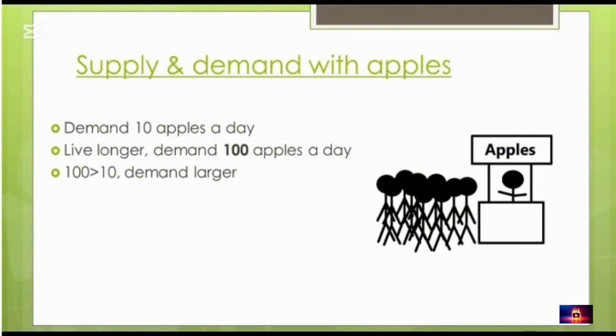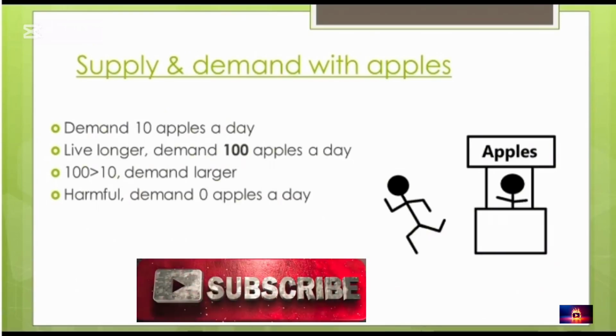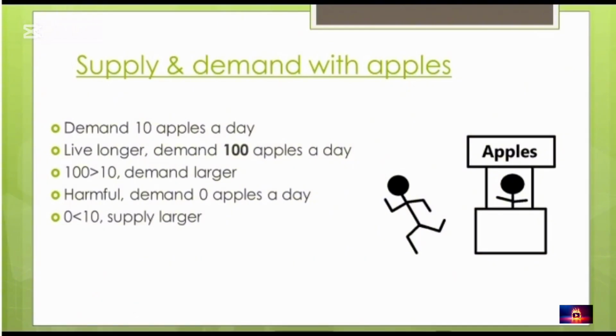But what if, however, scientists were to release a research article saying that eating apples is harmful and that you shouldn't eat apples as it will cause you to lose your hair. Suddenly you find that the demand for your apples, from 10 apples a day, drops all the way to 0 apples a day. So here is an example of when supply is larger than demand. Because you can provide 10 apples a day, however you find that nobody wants to buy your apple and that the demand for it is 0. So the price of each apple that you are selling will drop.